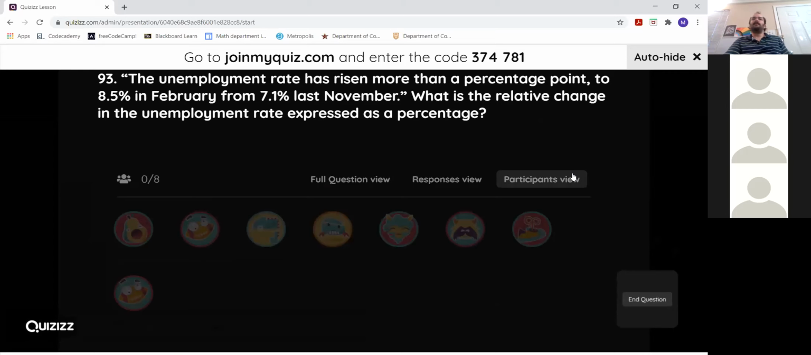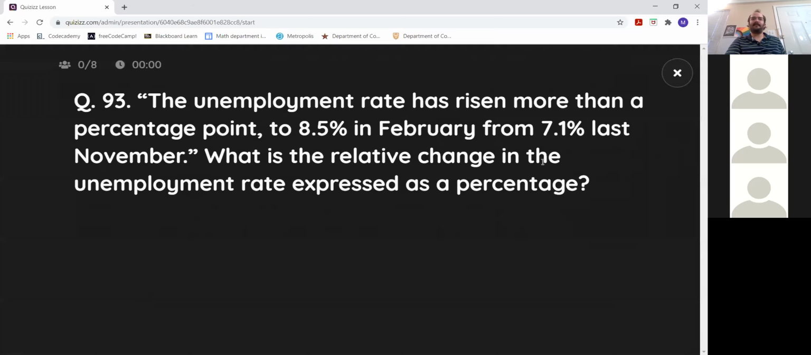Employment rate. One last one. Employment rate has risen more than a percentage point to 8.5 in February from 7.1 last November. What is the relative change in unemployment rate as a percentage? Okay. We want to do relative change. One last relative change problem between these two percentages. New minus old over old. Remember that thing. If you remember that thing, I think you might be pretty safe through most of this stuff.